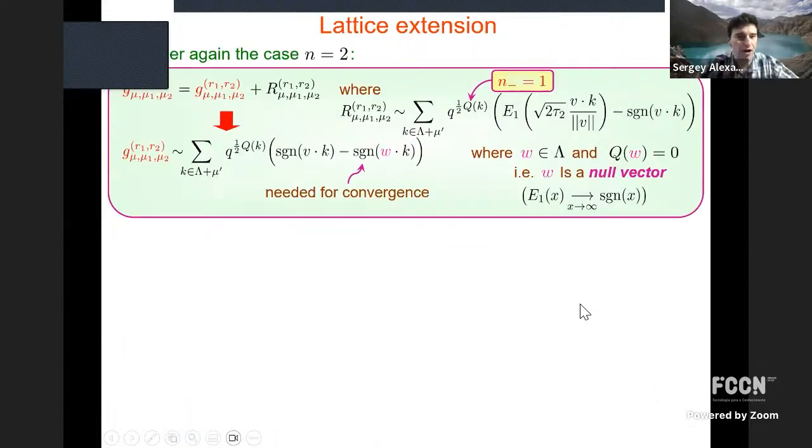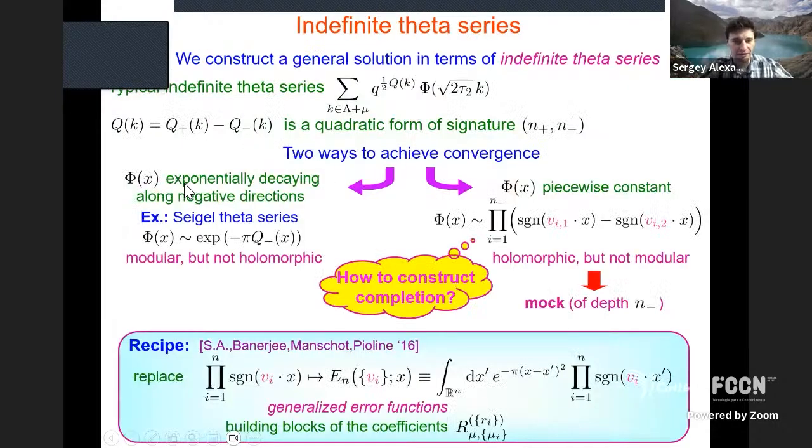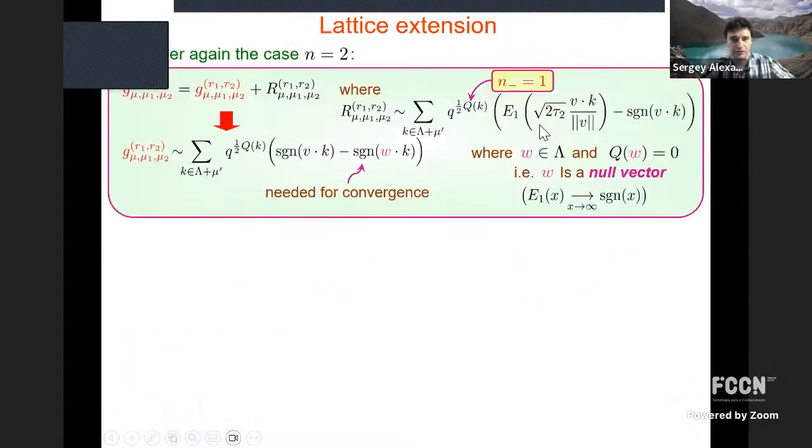Okay, so let me now show how this indefinite theta series and what I just explained to you allow us to solve our anomaly equations. So again, let's return to the simplest case of two charges. So this is our anomaly equation, and our function R, well, roughly speaking, looks like this. So it's an indefinite theta series with one negative direction, and the kernel given by this is nothing else but the usual error function minus sign. This difference is actually the complementary error function, which is known to be exponentially suppressed. So in a sense, this is an example of this first way of making indefinite theta series convergent.